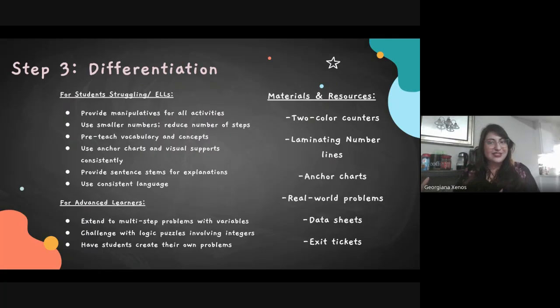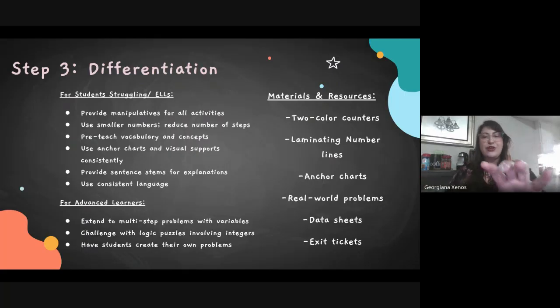And then for advanced learners, kind of on the opposite side of the spectrum, you can extend to multi-step problems with variables, introducing concepts that we're going to have later on in the year. You could even give them different logic puzzles with integers, have them truly work them out, or you can even have them create their own problems. Something that has been available to me in the past that is available to a lot of you in some regards is PRBLs, which are basically a PBL, but in a truncated period of time, where it might be a task for a couple of days, but may not last as long as a PBL typically would.